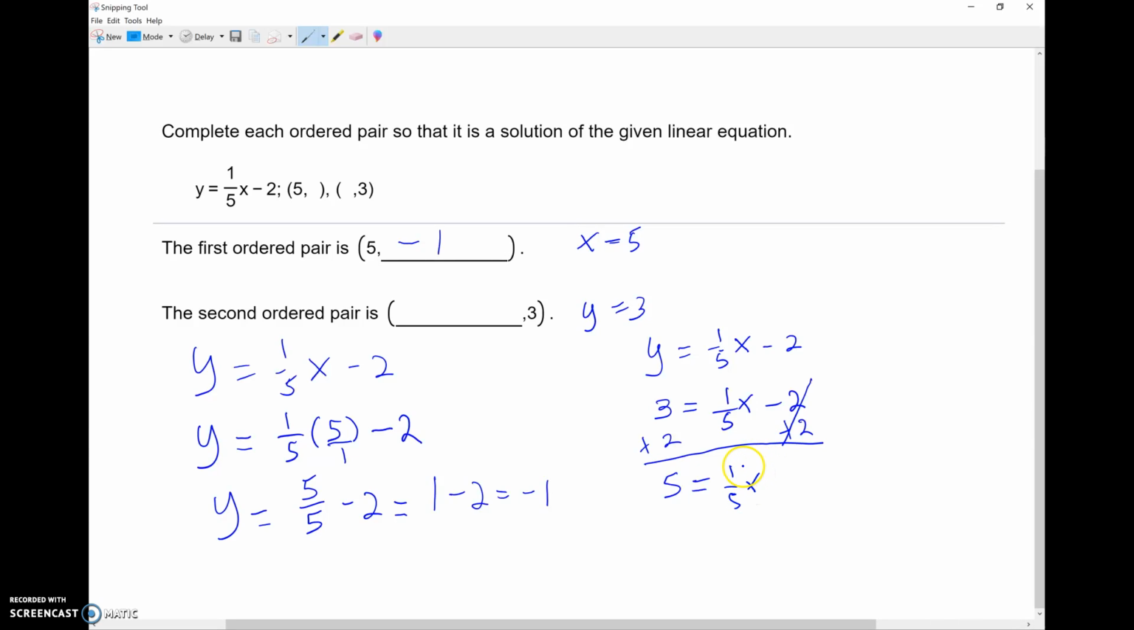If you notice, we have a fraction 1/5. So we're going to multiply both sides by 5 over 1. So we notice that the 5s are going to cancel. They become 1, and 1 divided by 1 is 1. So we're left with x. And we can make 5 an improper fraction. And we have 5 times 5, which is 25, divided by 1, which is 25. So the second ordered pair is 25 comma 3.